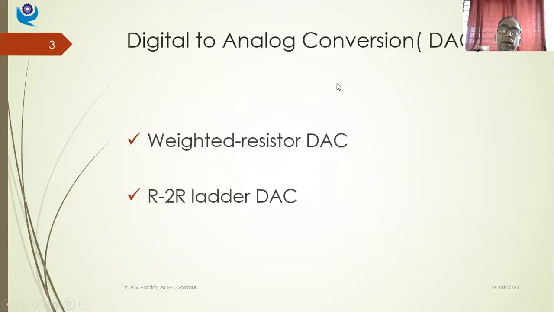There are 4 types of DACs, but we will be studying only 2 types because the syllabus is a bit vague. It is not specified how many DACs we have to study. The important ones we will be studying somehow.